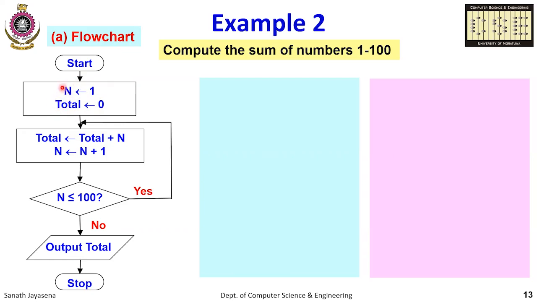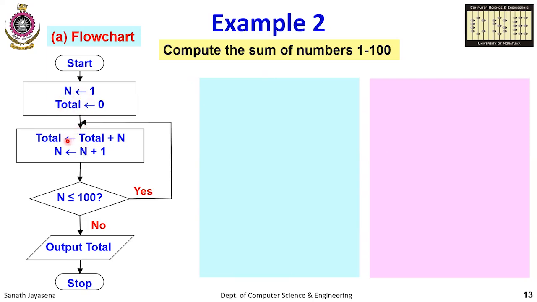Now, n is a single-letter name. It's simply something to keep track of a number. Total we can understand because it has a meaningful name. The meaning indicates that we are going to compute the sum of numbers 1 to 100, and this is the variable that keeps track of the running total, the running sum, in other words.